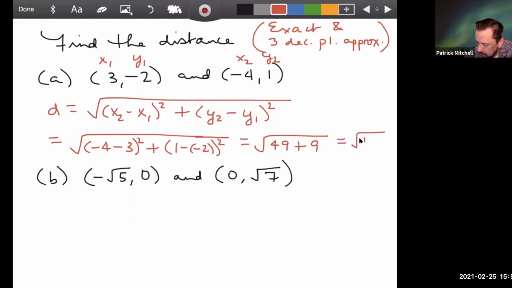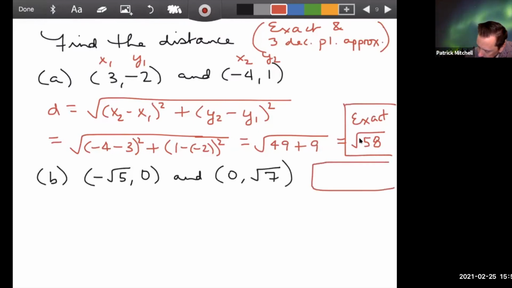So that would be your exact distance, square root of 58 units, and your approximate distance from the calculator, just ask your calculator, what is the square root of 58? The square root of 58 to 3 decimal places is 7.616. All right.